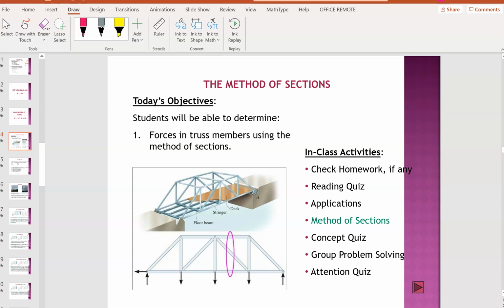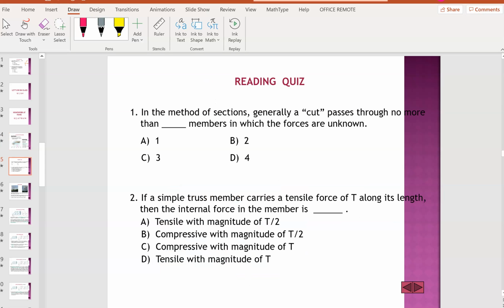Hi everyone, welcome back. We'll be going through chapter 6.4, the method of sections, textbook page 291. So today's objective will be to determine the forces in truss members using the method of sections. We're going to cut the truss and analyze the forces within the truss itself.